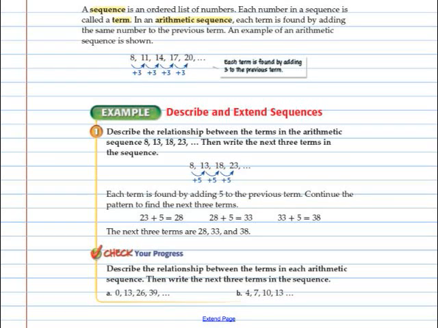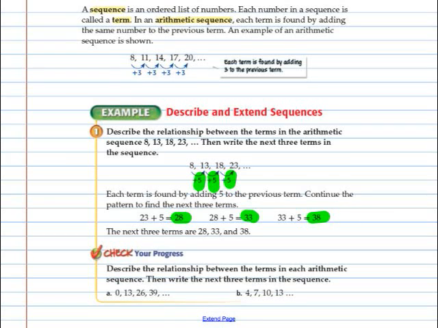Example 1, it says, describe the relationship between the terms in the arithmetic sequence 8, 13, 18, 23. Then write the next 3 terms. And again, here you can see that they're adding 5 to each previous term. So 8, 13, 18, 23. To find the next 3 terms, we would add 5 to 23 gives us 28, 5 to 28 gives us 33, 5 to 33 gives us 38.